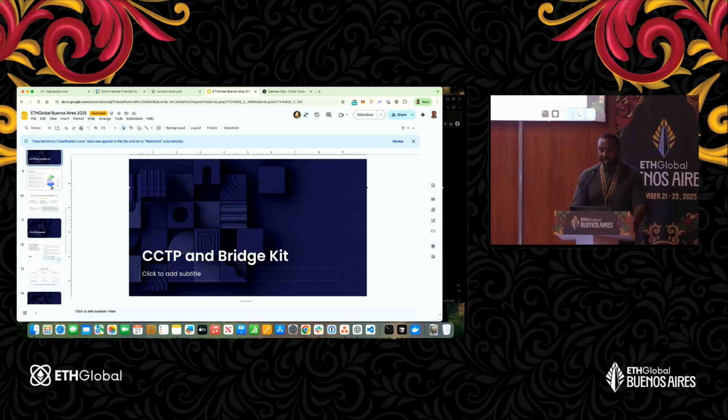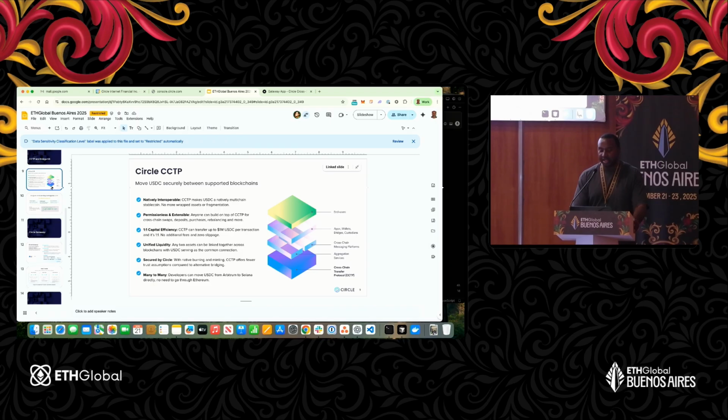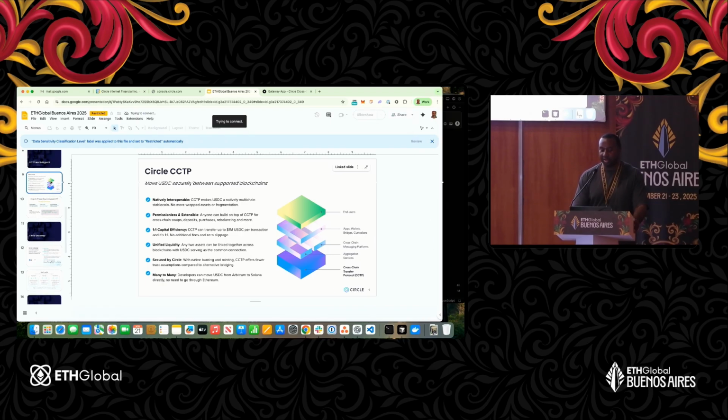I'll jump into the CCTP and Bridge Kit. So basically, CCTP is the protocol, and what it does is it allows you to burn USDC from a source chain and mint USDC on a destination chain. So that's how the methodology of money movement happens in our protocol.